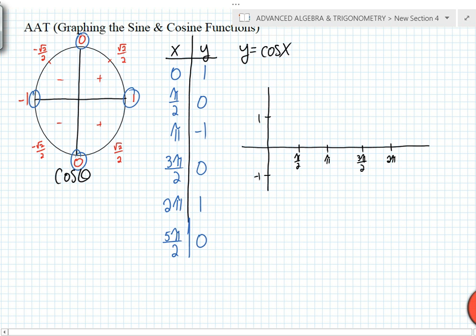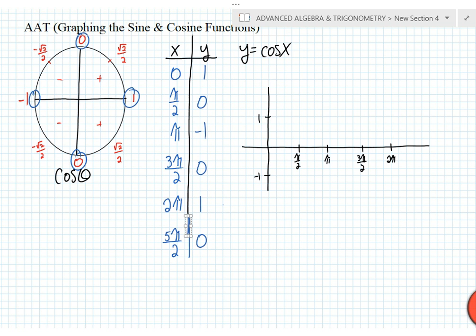Now, if you step back for a second, you start to see that there is a definite pattern on the y values, all right? And that's because the cosine and sine functions are both cyclic functions. They repeat themselves because once you go around the circle, you're getting the same types of outputs.